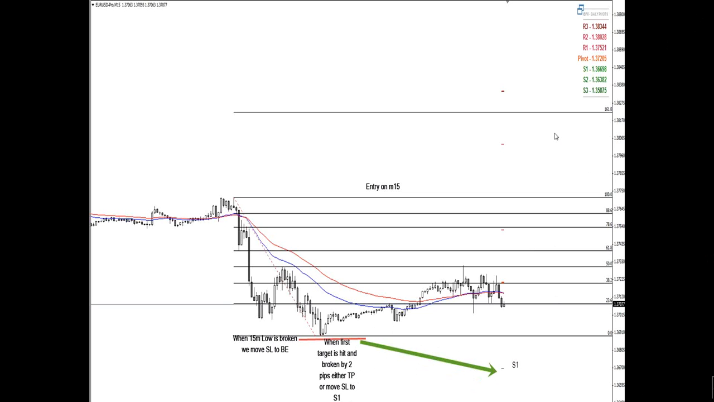Sorry guys, I think it was some connection problem. So let me repeat it again. When first target is hit, S1, and broken by 2 pips, you either close your order or move stop loss to this point. So eventually you can hope for a bigger movement to the downside.